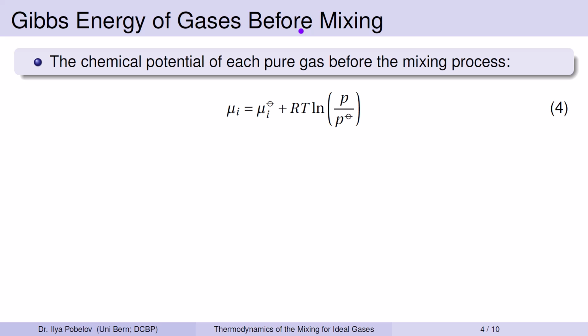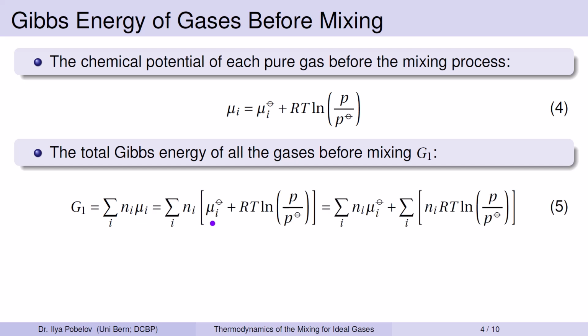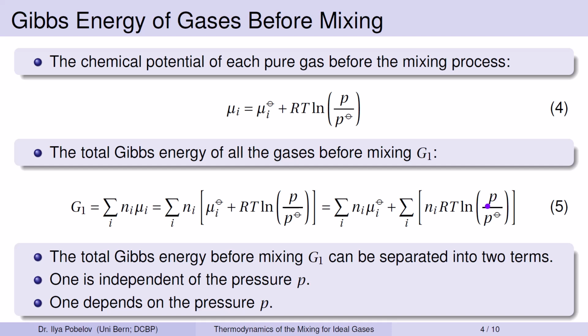Before mixing, the chemical potential μi of each pure gas depends on temperature and pressure and is given by this expression. The total Gibbs energy of all the gases before mixing, when they are still in separate chambers, G1, is the sum of the chemical potentials of each component, each multiplied by the number of moles of that component. It can be expressed as shown here. We see that the total Gibbs energy before mixing can be separated into two terms, one independent of the pressure and one that depends on the pressure P.